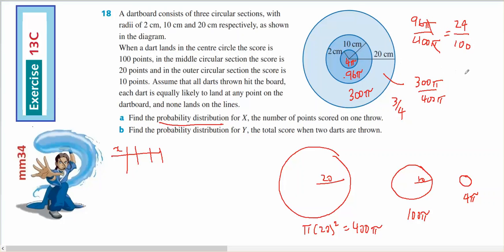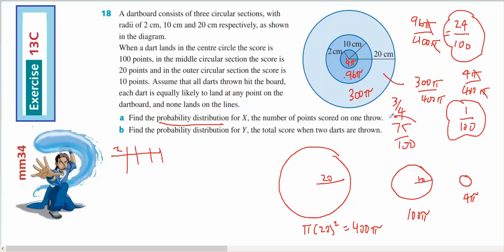And in the middle we have 4 pi on 400 pi, therefore that is 4 on 400, so 1 on 100. 1 on 100, 24 on 100 and 75 on 100, and they fully add up. Okay, so I'm ready now, since I know my probabilities, and I used an area way of finding probabilities.